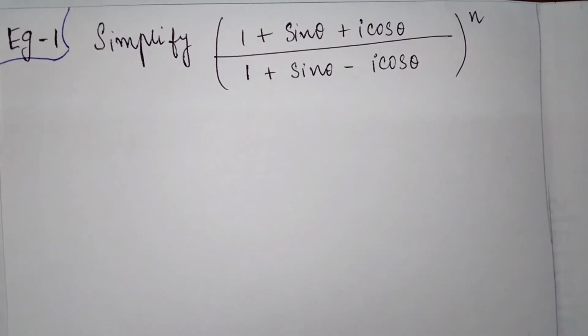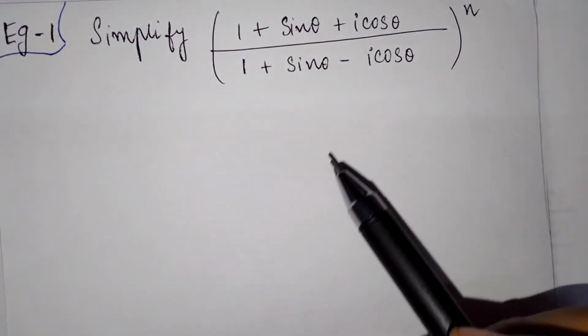Hello everyone. So in today's lecture, we will continue with the examples of Moivre's theorem. Example 1: Simplify (1 + sin theta + i cos theta) divided by (1 + sin theta - i cos theta), whole raised to n. How will we simplify it?